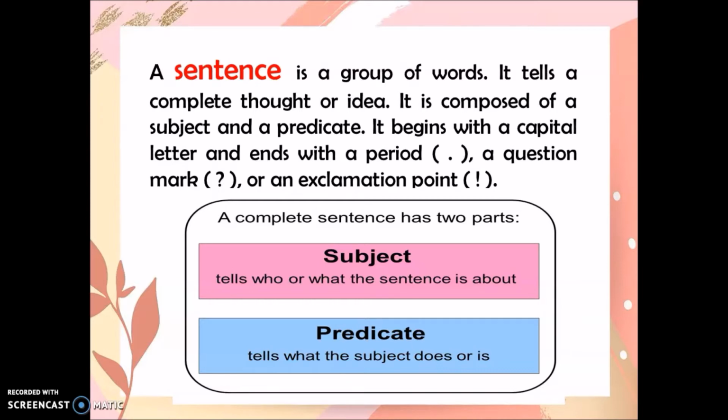A complete sentence has two parts, that is the subject and the predicate. The subject tells who or what the sentence is about, and the predicate tells what the subject does or is, meaning the subject will be the name of a person or the doer of the action, while the predicate will be the action word.